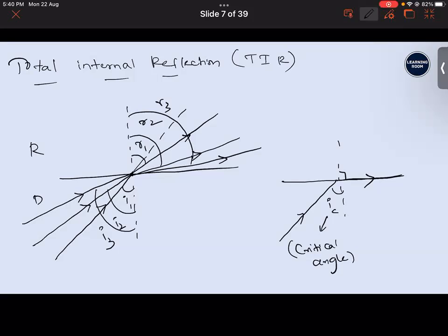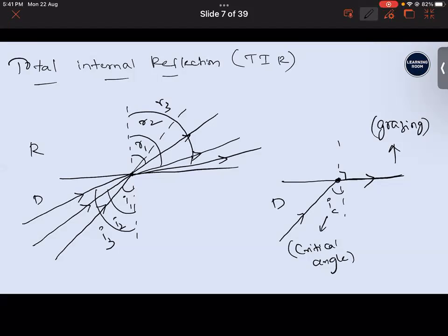So what is basically the critical angle? Critical angle is the angle of incidence in the denser medium for which the refracted ray travels along the boundary. There is a technical term called grazing. They'll use it in problems. They'll say the ray is grazing along the boundary, meaning it is passing along the boundary.